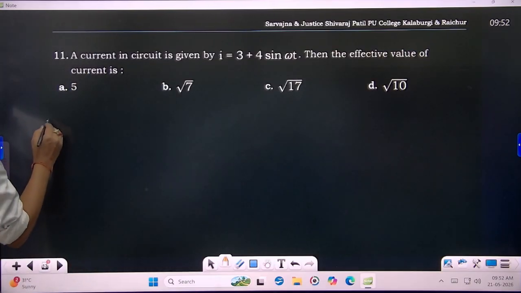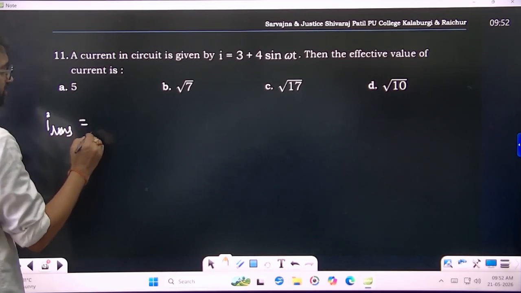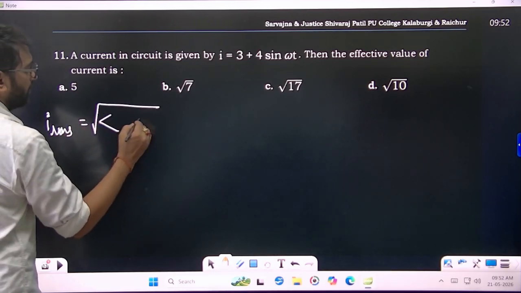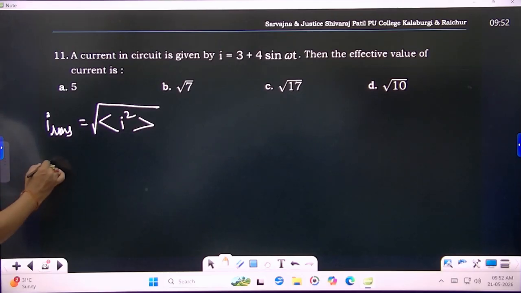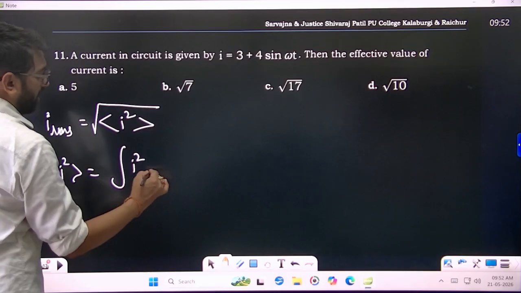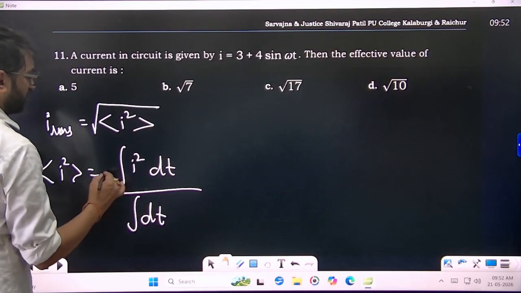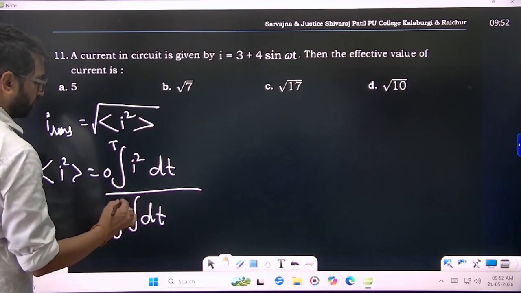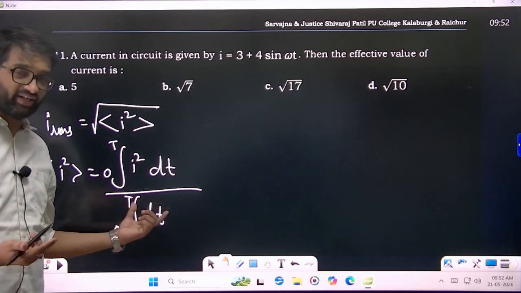So first thing, what is the formula for I RMS? The RMS current formula is root of the mean of squares of the current, where the average of I square is nothing but integration of I square dt divided by integration of dt from 0 to T. So in the first method, the denominator anyway is T.